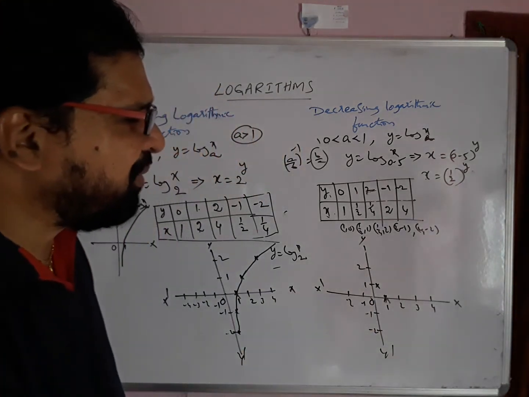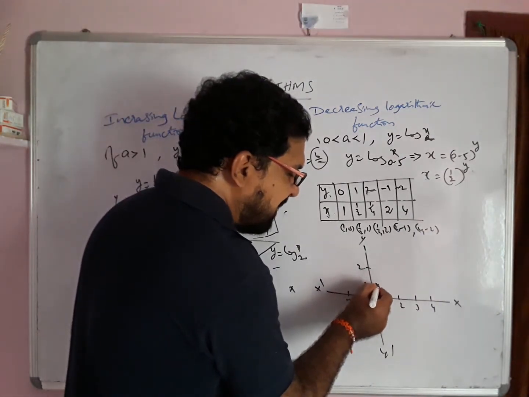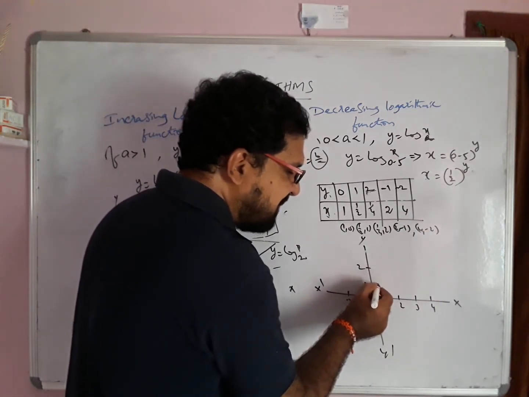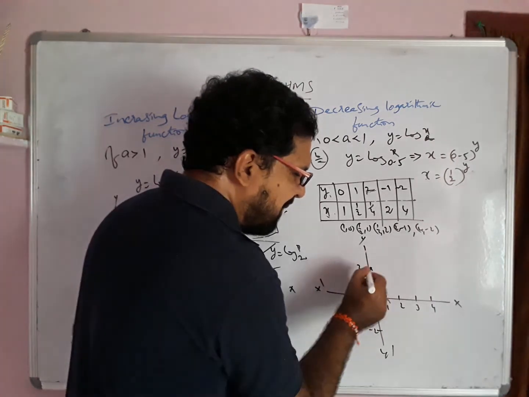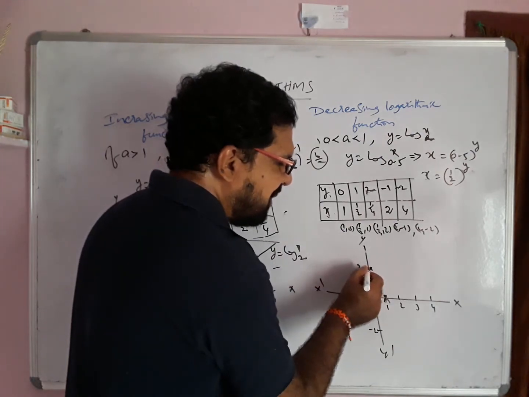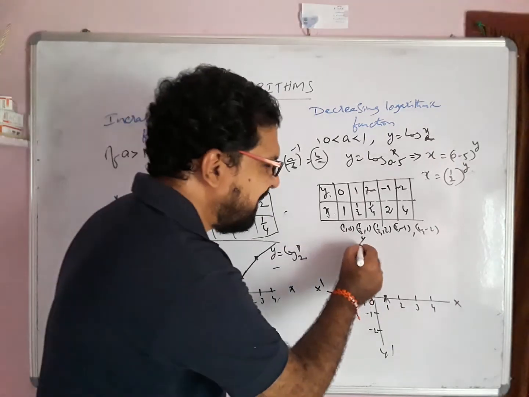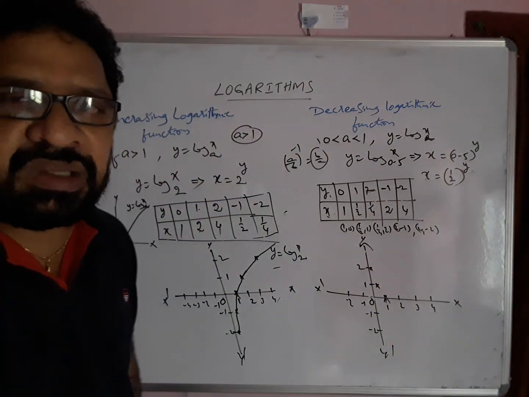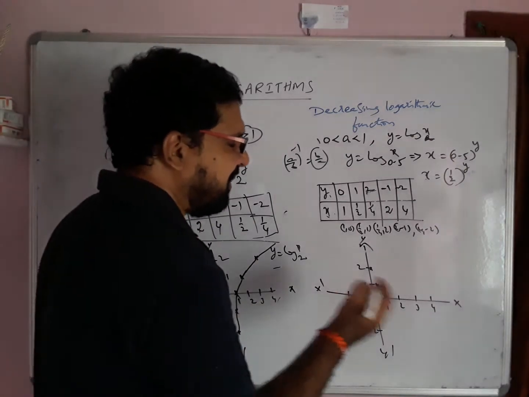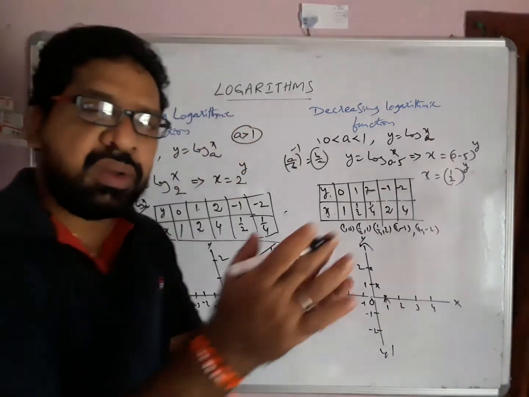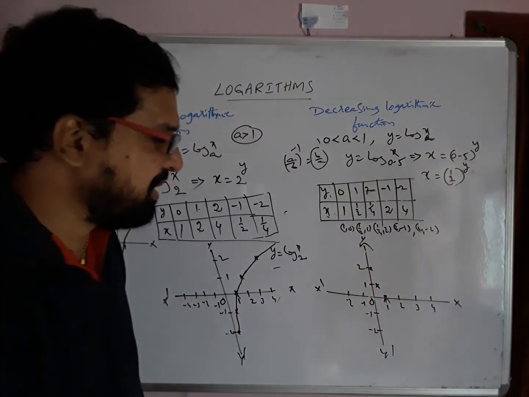Next, the point (1/4, 2). 1/4 is in between 0 and 0.5, so the point is here, 1/4 approximately, and the y coordinate is 2 here. So it almost reaches the y-axis, but it will never cross the y-axis. Whatever value you take, it almost meets the y-axis, but with only a little bit of change.